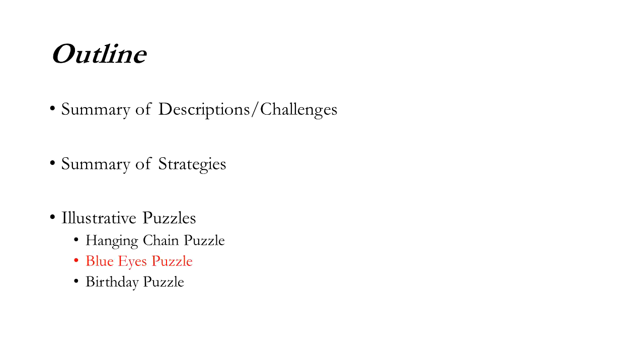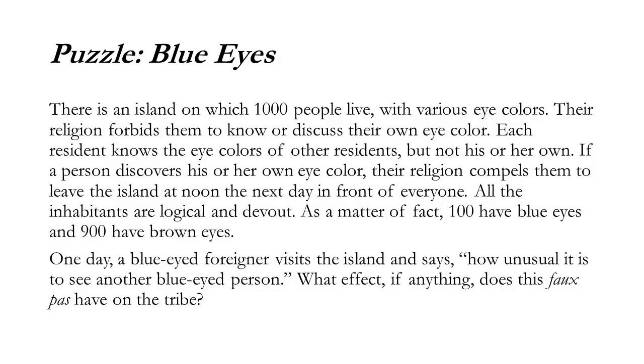Next puzzle, blue eyes. This is where we left off in a previous discussion. We will pick it up when we meet again. Here's the puzzle. There's an island. 1,000 people live on it, various eye colors. Religion forbids them to know or discuss their own eye color. Each resident knows the eye colors of all others, but not his or her own.